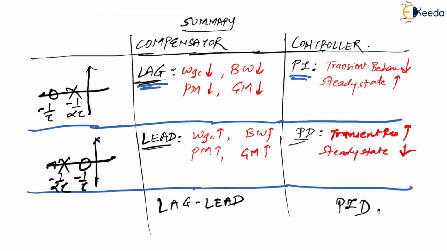Now, how to remember? In lead you see that D comes at last. Similarly, in PD also D comes at last. That's it. Then definitely lag has to be PI and this lag lead is PID. That is a very simple thing.